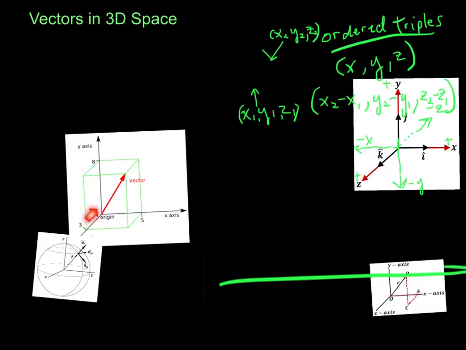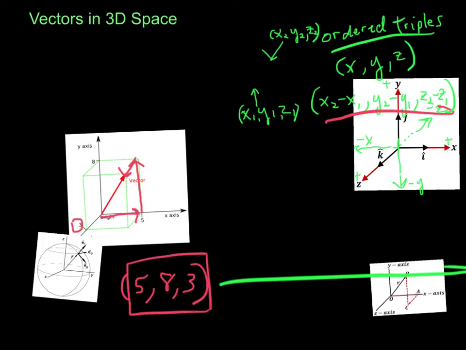Let's figure out what this vector is doing. I am going 5 units on the x, so my x coordinate is 5. Then we are going up 8 units on the y. And then we're coming out towards us 3 units on the z-axis, so it would be a 3. If this was somewhere else in space, I would just be taking the difference of my x, y, and z values like we showed you over here. But because we're just subtracting 0, you wind up with this anyway. So that is the ordered triple for the vector in that example.